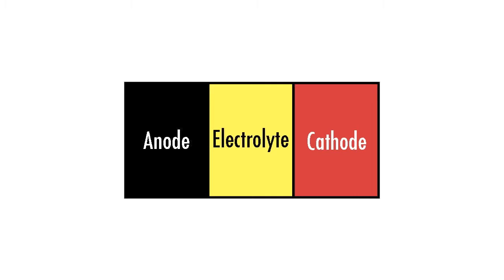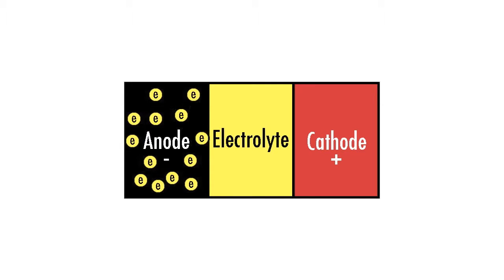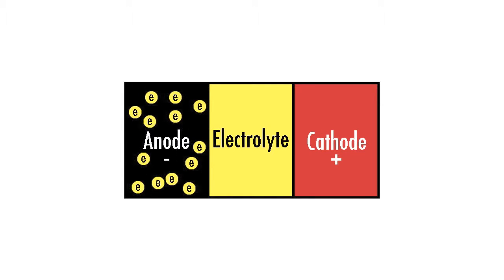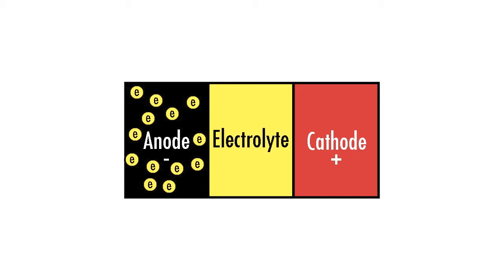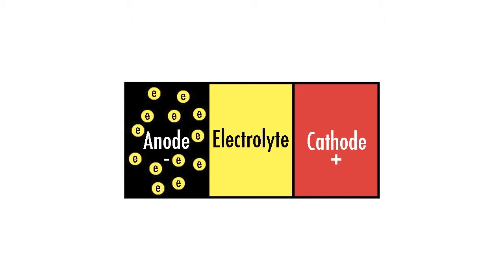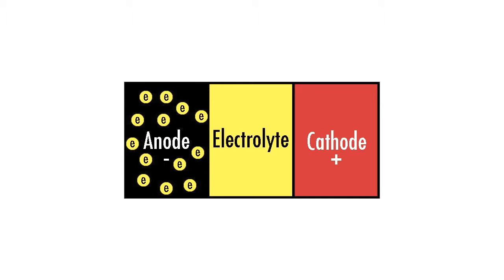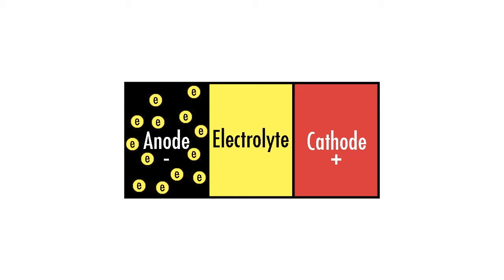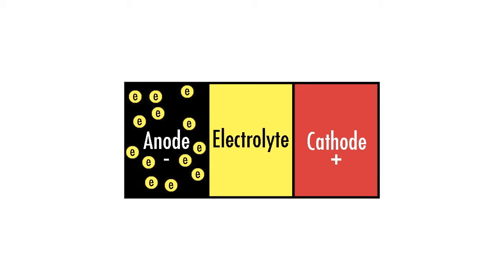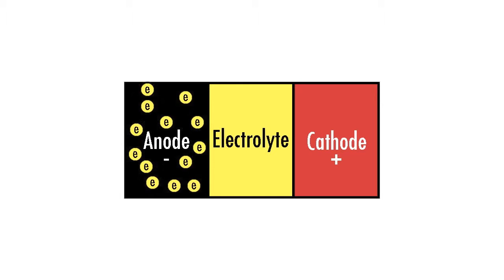Batteries consist of three main components: the anode, the cathode, and the electrolyte. The anode is a negatively charged electrode because of its extra electrons, and the cathode is a positively charged electrode because of the lack of electrons. The electrolyte is a semi-permeable, neutral area in between the anode and the cathode. It blocks the transfer of electrons, but allows the transfer of ions. This process is called an oxidation reaction.